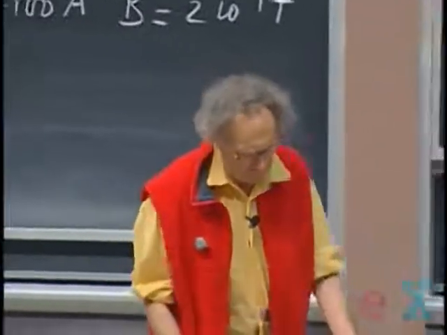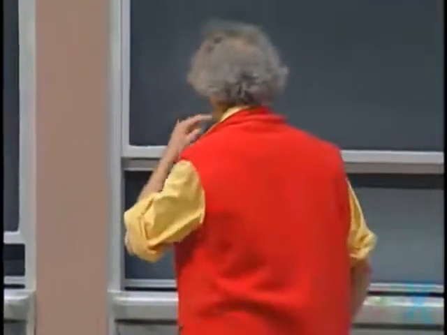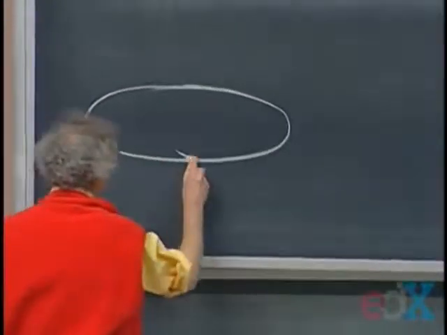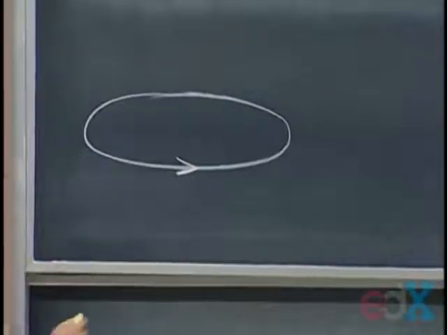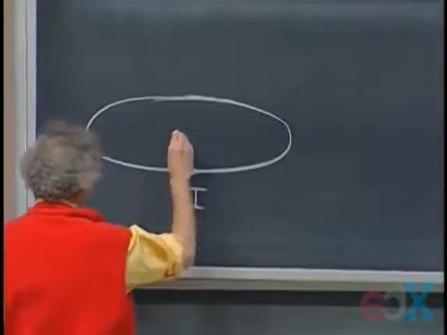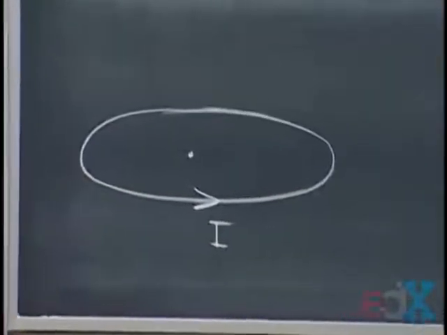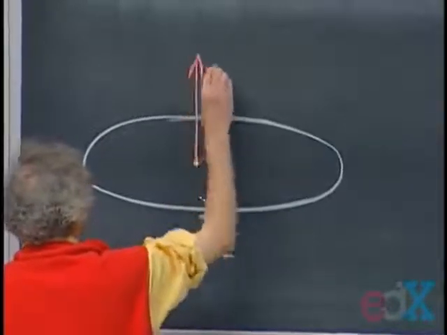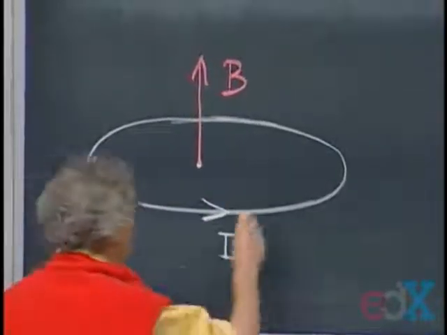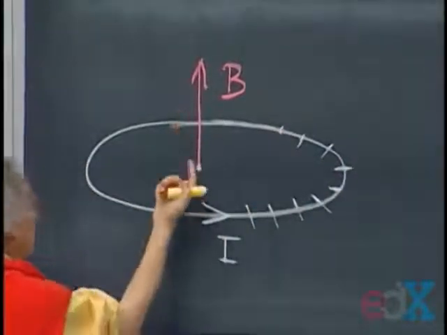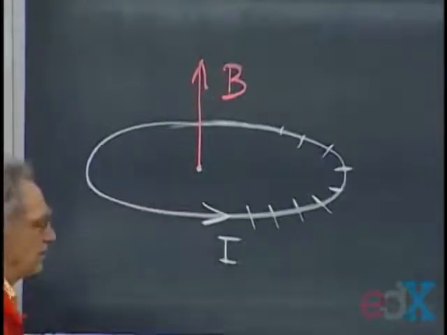Using Biot-Savart, we can calculate now quite easily the magnetic field at the center of a current loop. Let this be a wire, a circle, and let the current go in this direction. And I would ask you, what is the magnetic field right at the center? Well, the magnetic field right at the center, of course, is pointing upwards. Each little element along the line here, dl, each little element will contribute a little bit of magnetic field at that point right in this direction.